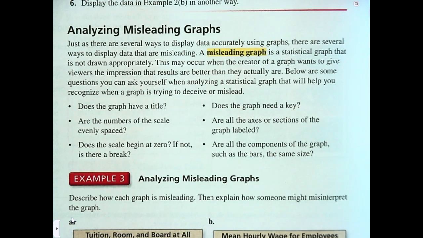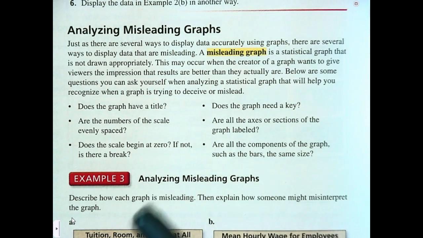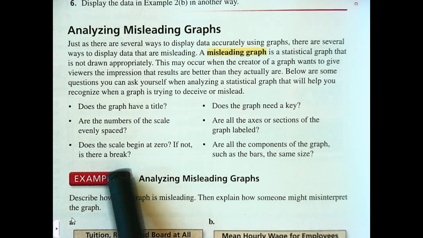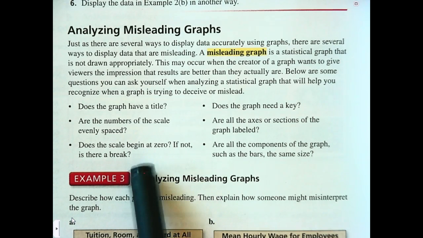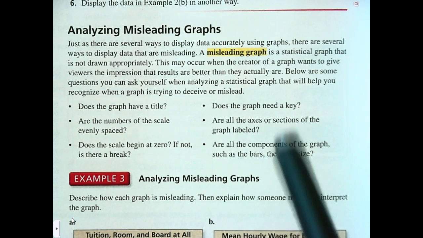They're trying to make it appear as though something else is happening than what is actually happening. So some things to ask yourself: does the graph have a title? Are there labels on the sides? Are the numbers of the scale evenly spread out, so you're going up by a constant interval? Does the scale begin at 0? If not, is there a break? That's a big one. A lot of times graphs you'll see don't begin at 0, therefore the data appears to be twice as much or 3 times as much, and it's only a fraction of that.